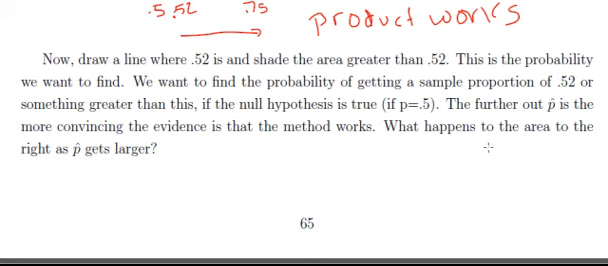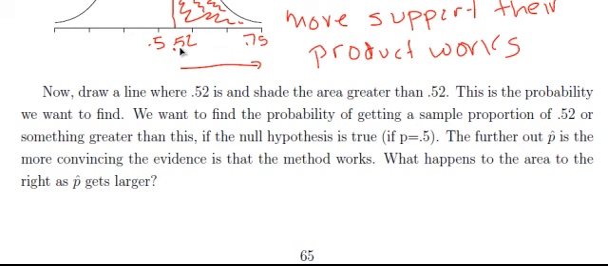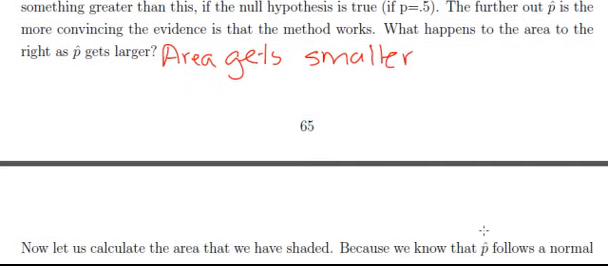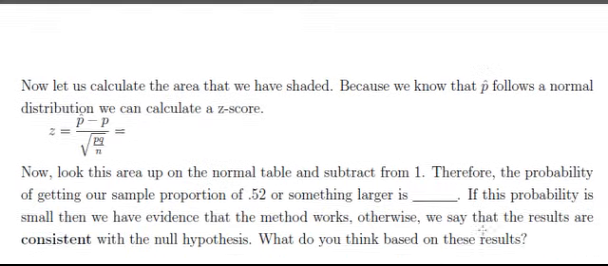And so on the area to the right, as p hat gets larger, well, that's going from 0.52 to 0.75 or 0.85. Certainly 0.85 would have been much more evidence, the area gets smaller. And so we judge our evidence by the area under the curve. The smaller the area, the more evidence we would have.